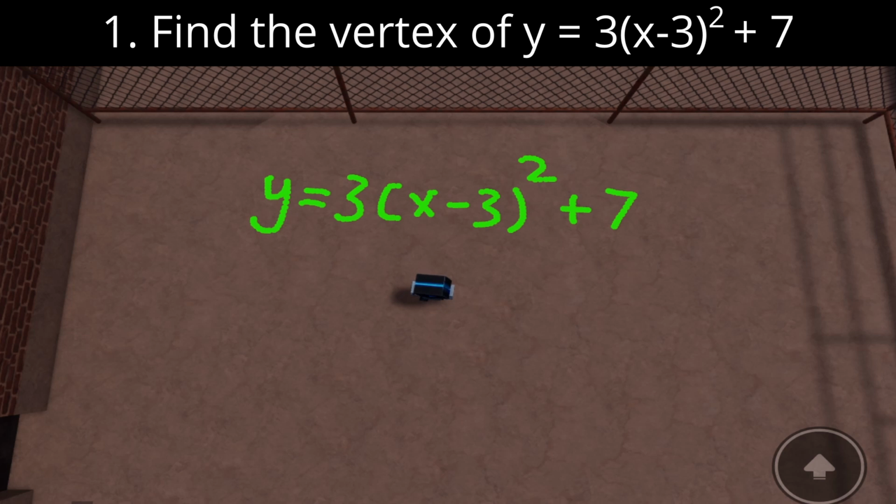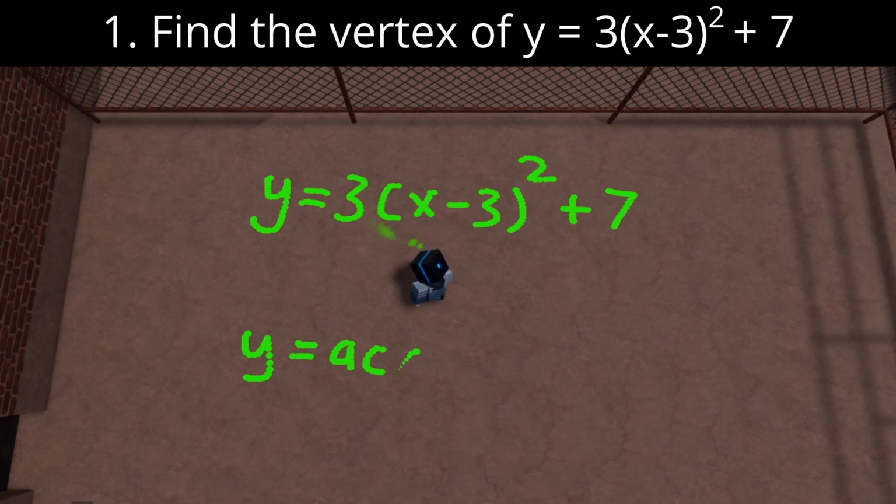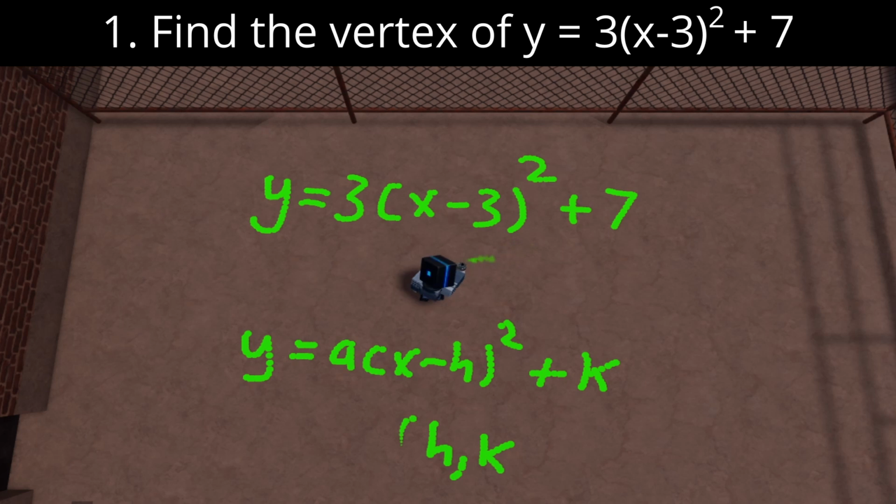It goes something like this. y is equal to a times (x minus h) squared plus k. And what you need to know about vertex form is that the vertex is simply written as (h, k). In other words, you flip the number inside the parentheses to get h from minus h, and whatever number is on the outside, that plus k, you just keep it as it is.